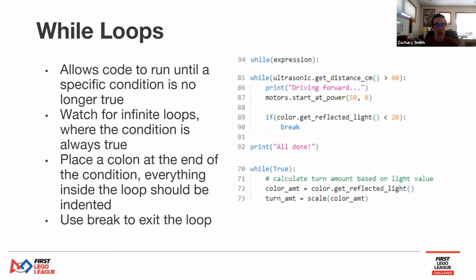So you can see at the end of the parentheses in the while loop, we have to put a colon, and then the next line, we're going to indent it, telling it that this is part of the while loop. So you can see there, line 85 through 92, that's going to print that it is trying to drive forward. On the next line, it's going to start the motors at a power. So that's another function that you have available. That basically starts the motors at 50% and doesn't care how far it goes. It just cares that the motors are started at 50%.